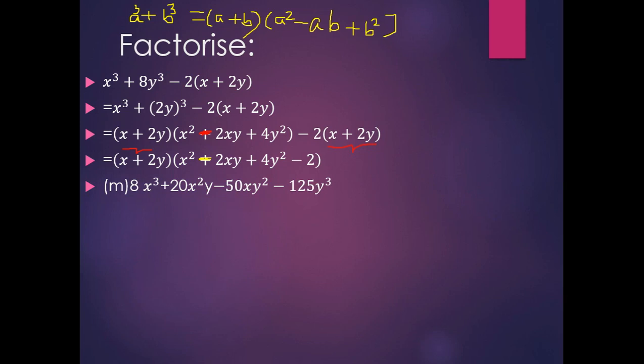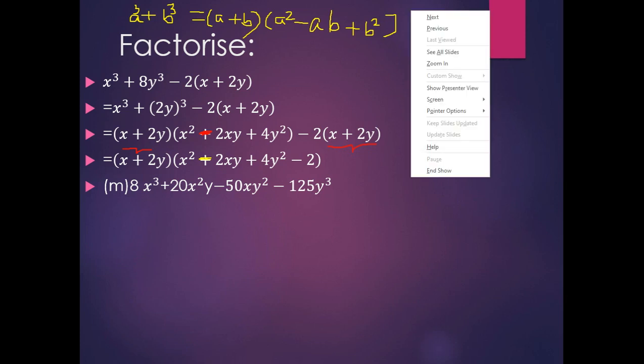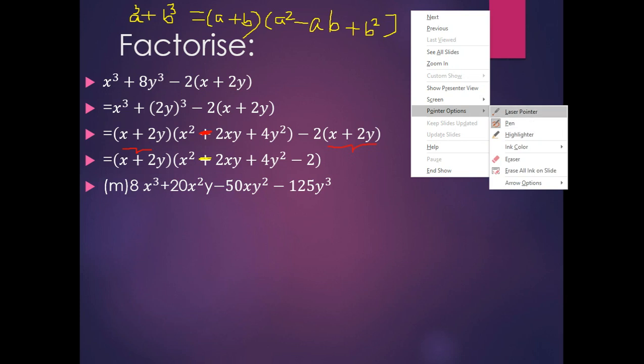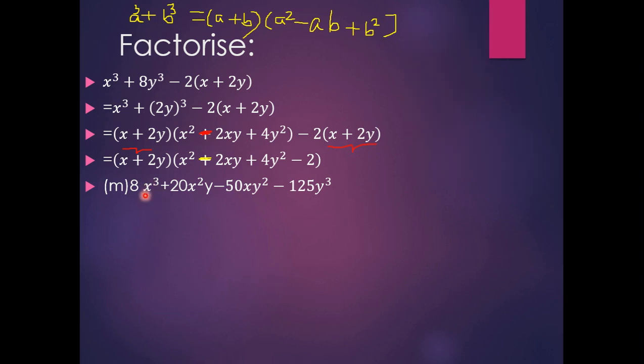So now we have the next question. In this next question, here 8x cube is a perfect cube, and this last one is also a perfect cube. So now we can write the perfect cube terms together.